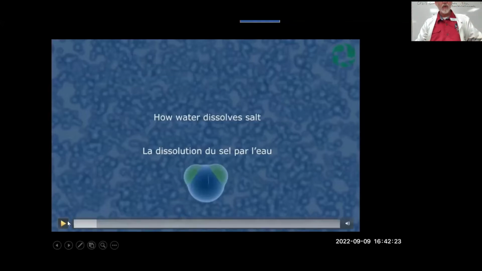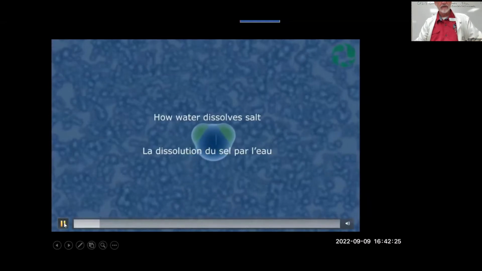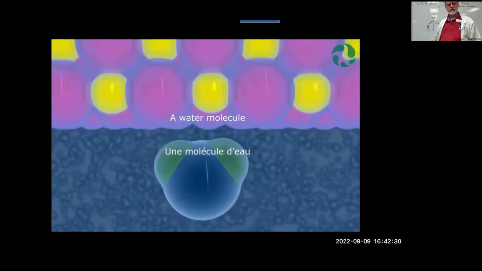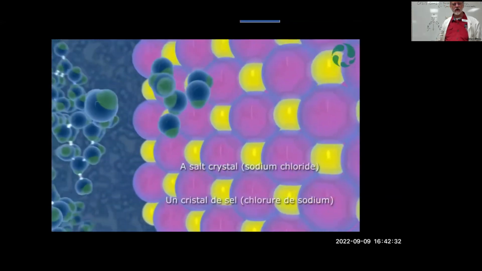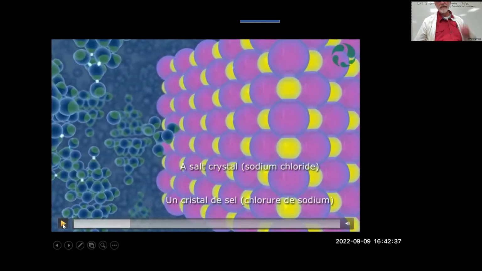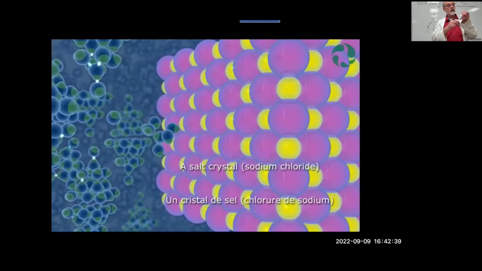Okay, so let's see how water dissolves salt. I don't think this is narrated. Okay, there's the salt. All right, so what are we looking at? The yellow, they're the smaller ions. Those will be sodium. Right? Sodium has lost electrons. It's Na+, which makes it smaller. Chloride has gained an electron from sodium, so it's ballooned out. That's why it's the bigger one.